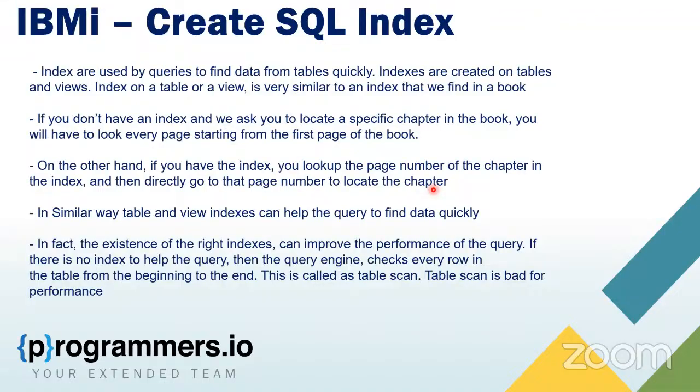So by the page number, you can find that quickly compared to if I did not provide the index. In a similar way, table and view indexes can help the query find the data quickly. So in the book, how do we have an index? We have an index chapter-wise, like the first chapter is present on this page number, the second chapter is present on this page number. Like that, we have all the index for the chapter-wise.